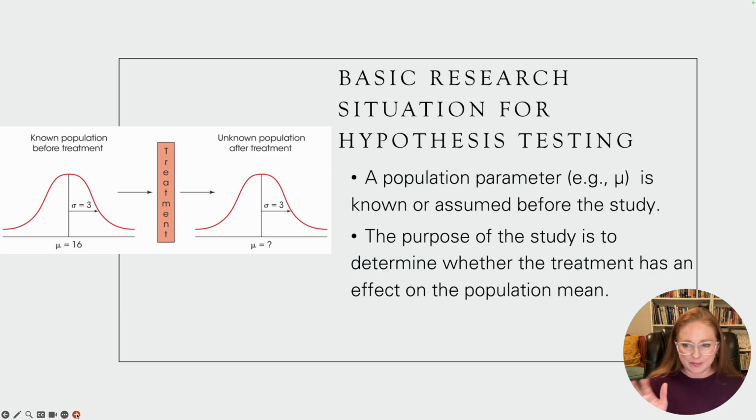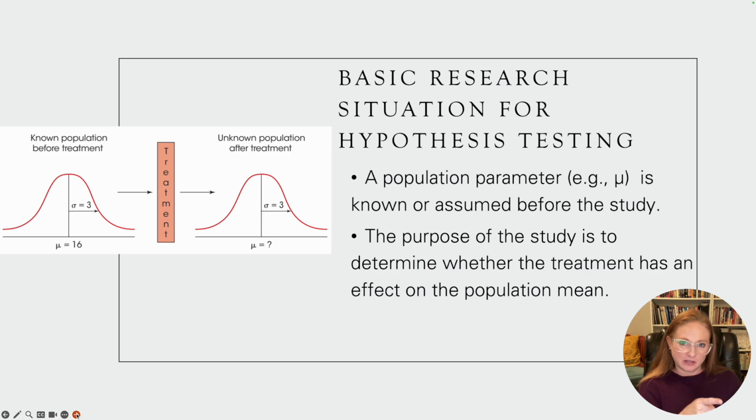Okay. So basic research situation, we're looking here for hypothesis testing, right? So you have a population parameter. So we have the population mu, right, is known or assumed before the study. So we have that normal distribution. And the purpose of the study is to determine whether the treatment has an effect on the population mean. So again, we have a new medicine we're trying out. We have a new therapy that we're testing on a small group. And we're really trying to find out, okay, it worked, right? Or we have some really good data to support evidence that that's the treatment that's making the effect. Can we then take it back and say, okay, now let's apply this to the population?